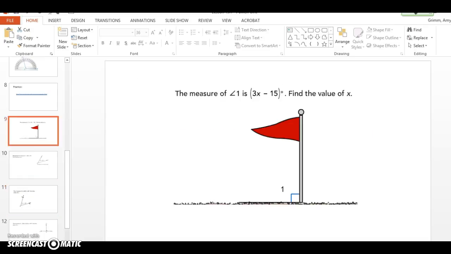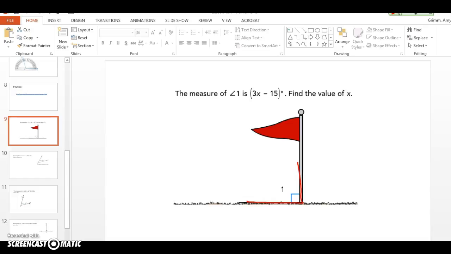All right, the next part says the measure of angle 1 is 3x minus 15. Find the value of x. So again, they're saying the measure of angle 1. They put in a 1 right here. That's just naming this angle. So it's a right angle. Right angles are how much? 90 degrees. How do you think we could set up an equation so we could find our missing value, Carter?